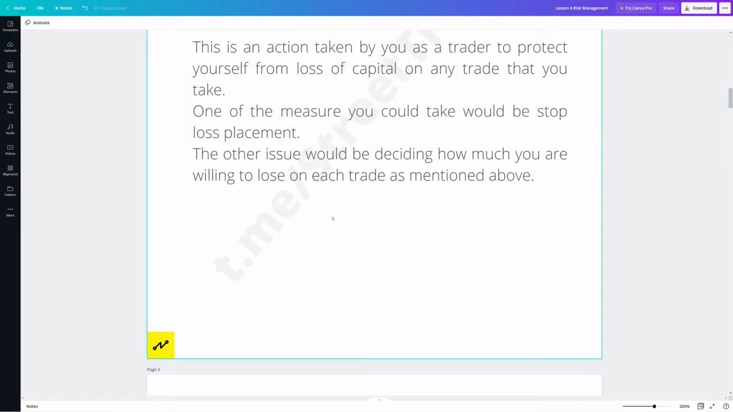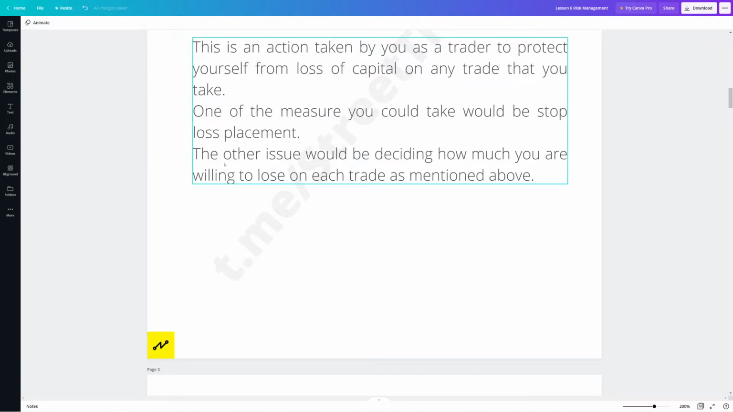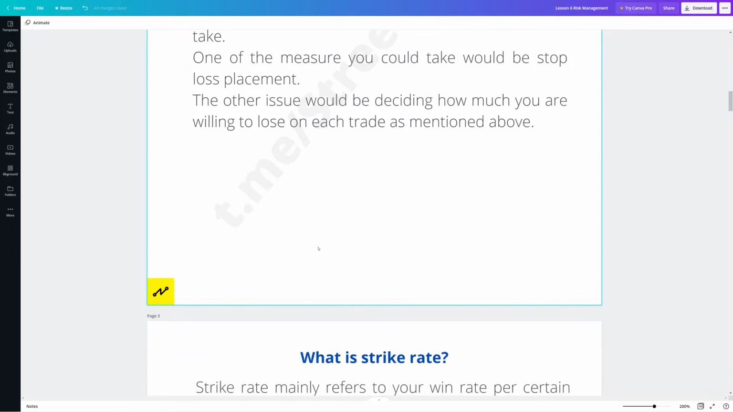So you would now be risking 5.26. So you see, you're increasing your loss. You're increasing your risk if you're focusing on losing a certain amount rather than a percentage based loss. So your losses should always be in percentage basis and not in monetary basis.